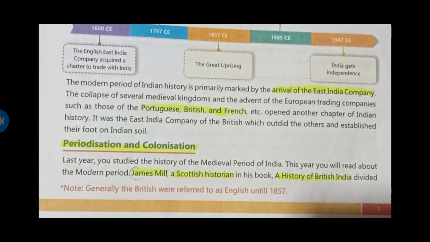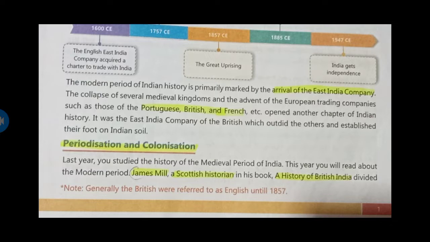So today in this topic we are going to talk about 1600 CE, that is when the English East India Company came and acquired a charter to trade with India. In this topic we will learn really basic things about the modern period. In the next chapter we will be going beyond this.